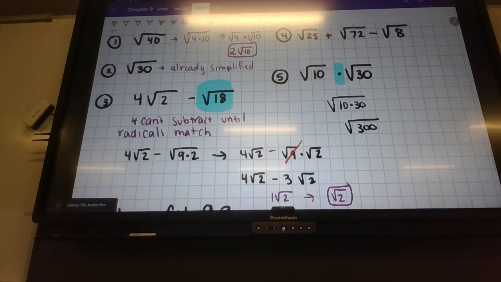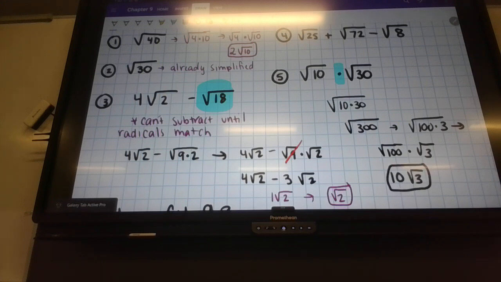Now that it's 300, 300 divides by 100. This can be written as 100 times 3. And so we can separate that. The square root of 100 is 10. And this is 10 square root 3.